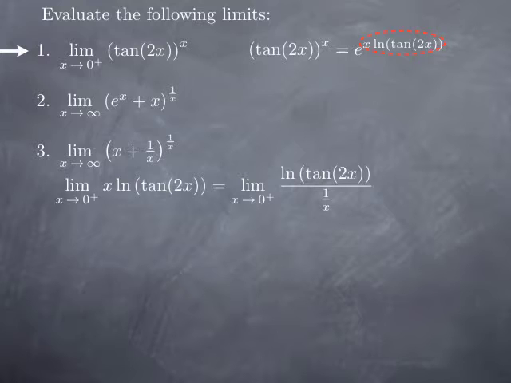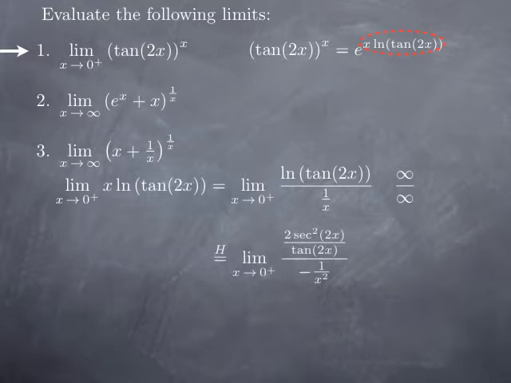And 1 over x goes to 1 over 0, in other words infinity, so we have an indeterminate form of the type infinity over infinity. So we can use the rule of de L'Hopital, and that means that the limit is the same as the limit at 0 of the quotient of the derivatives.